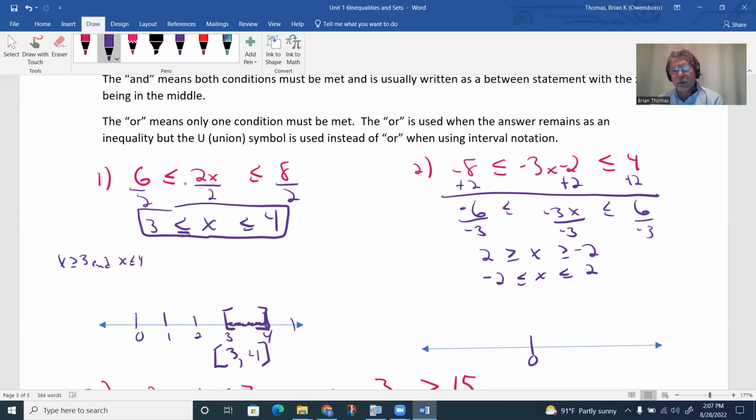So if I have a 0 here, negative 1, negative 2 would be here. 1, 2 would be here. So again, negative 2 would be my left boundary, so I have a bracket. 2 is my right boundary, so I have a bracket. And then I shade in between there. So my interval notation is going to be bracket, negative 2, 2, bracket. So what that means is all the numbers between negative 2 and 2, in what we call interval notation.